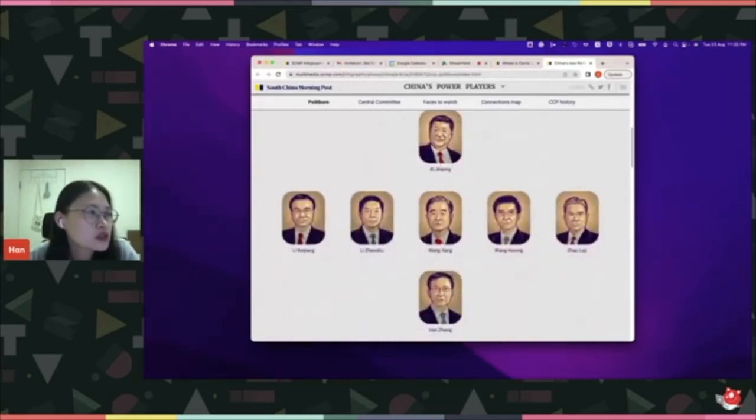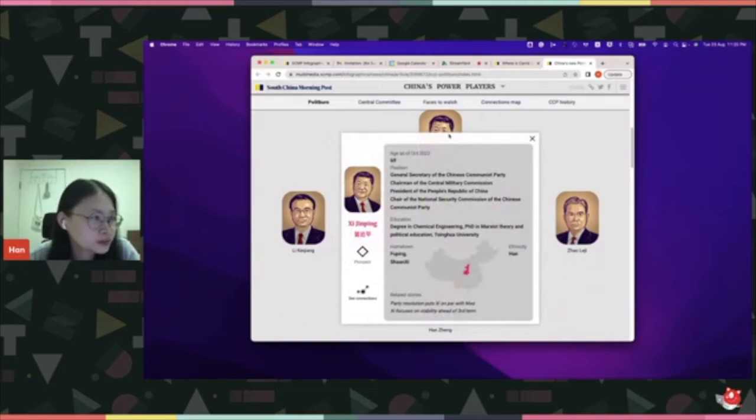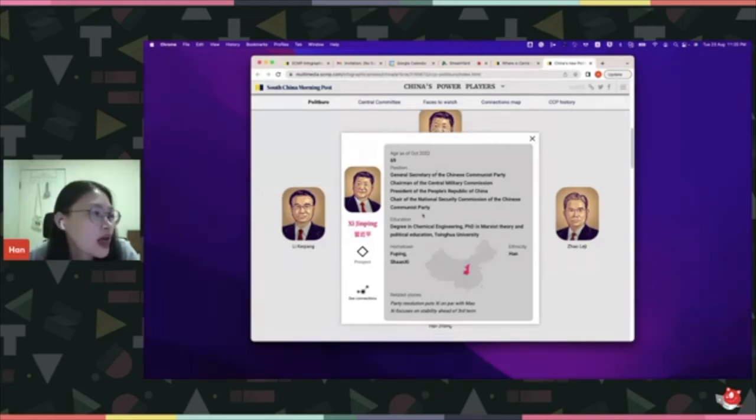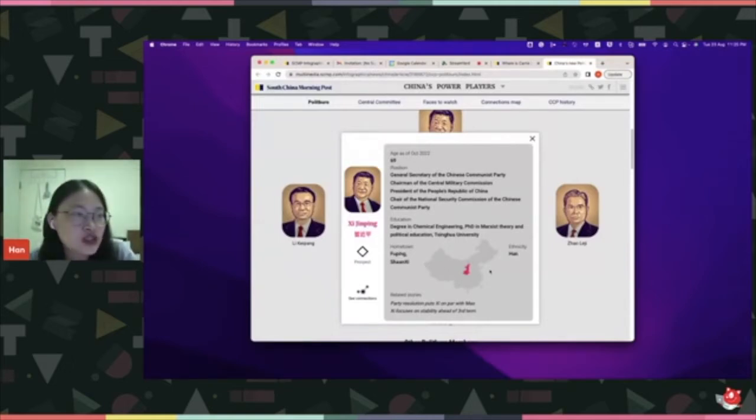If the readers click through the profile of the officials here, they can see the basic information. For example, the name, how old he is. He currently works as the general secretary of the party, which is also the leader of China. Then you can see his education background and the hometown. We also created a little map here showing where his hometown is located. I think most of you may not know, hometown means a lot in the Chinese political system, as top leaders prefer to promote those people who came from the same hometown as them.